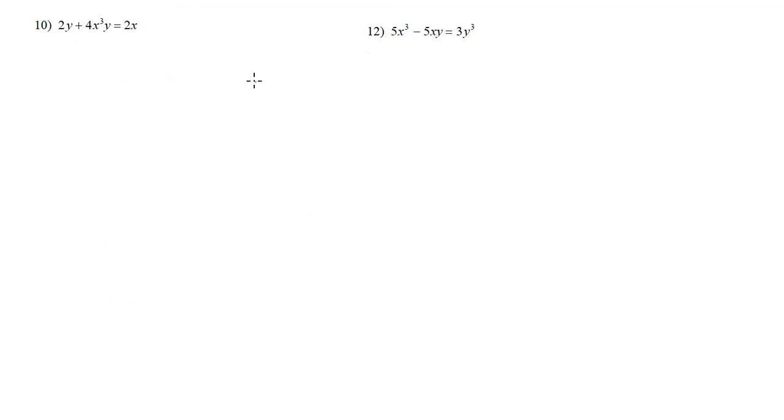So for number 12, again, we're going to start here, take the derivative of 5x cubed, that's 15x squared. The second term here has both an x and a y in it, so we need to use the product rule. Think of it as negative 5x times y. So we want to take the first, which will be negative 5x, times the derivative of the second. Well, the derivative of y is just dy/dx, plus the second, which would be a y, times the derivative of the first. So that's going to get multiplied by a negative 5.